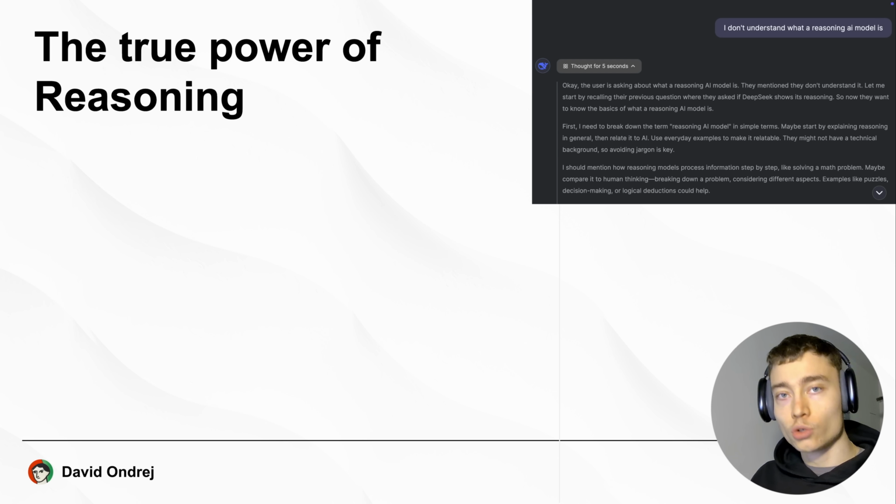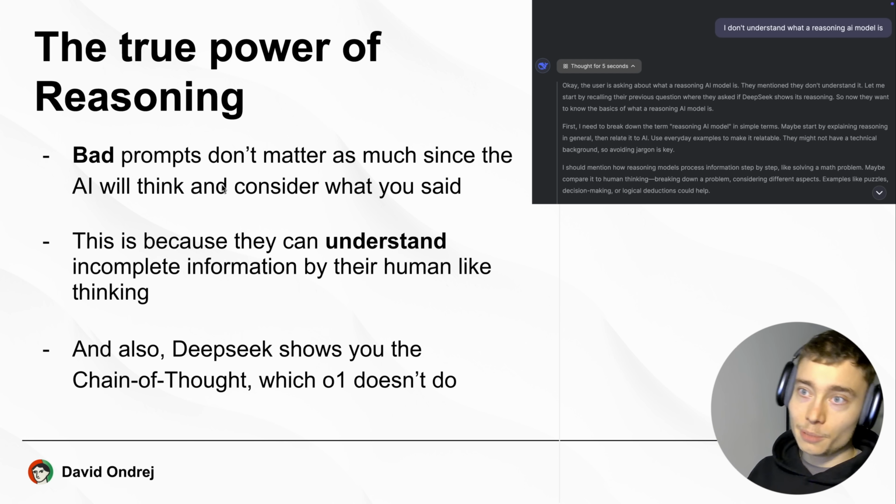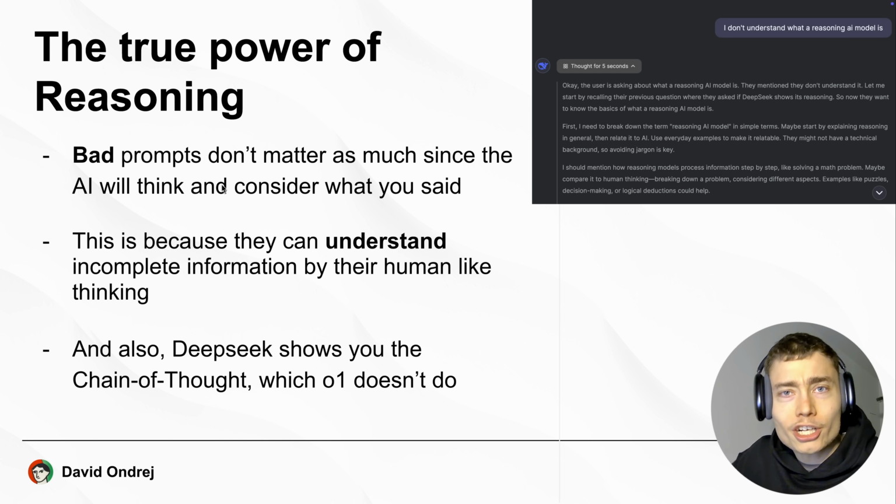What makes reasoning truly powerful is that bad prompts don't really matter because AI will think about it. Instead, if you send it to a normal LLM, it will just spit out an answer. So if the prompt sucks, the answer will suck. Plus, DeepSeek will show you the chain of thought. It will actually show you the reasoning tokens, which O1 doesn't do.